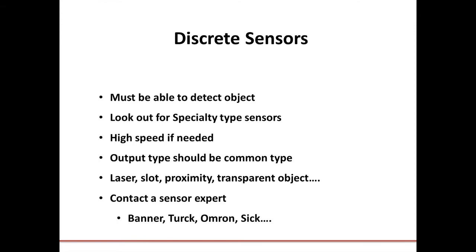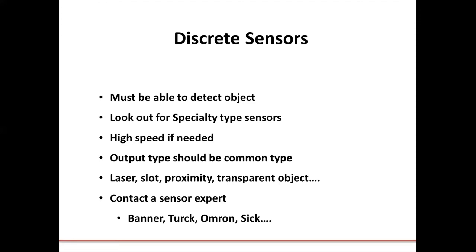which can be used for certain types of application. Like specialty sensors would be like detecting opaque objects, being able to detect hot elements, being able to detect fine elements like the teeth on a comb or legs on an IC, integrated circuit, high speed if needed.